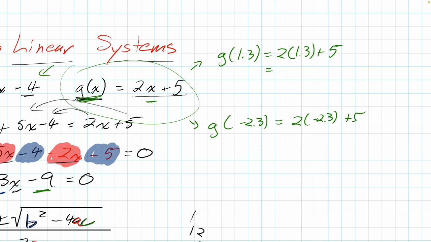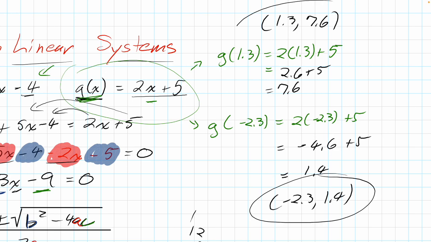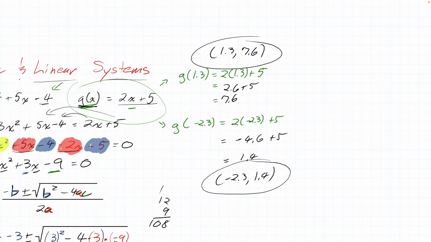So this one here is going to become 2.6 plus 5, which is going to be 7.6. That's the y value. So that means one of the coordinates is 1.3 and 7.6. This one's going to be negative 4.6 plus 5, which is going to be 0.4. So the other coordinate is negative 2.3 and 0.4. So here are our points of intersection, which is a heck of a lot of work.